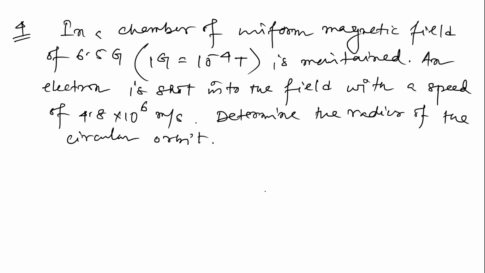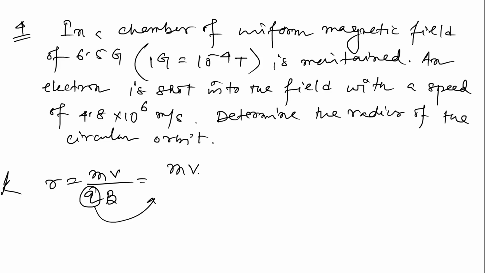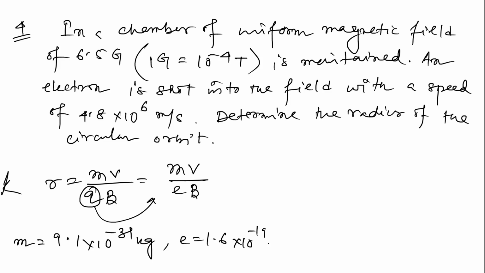Yes, sir. Okay. Now, the radius of the orbit is equal to mv divided by qB. We know that relation. In this case the electron is moving, so I will write q as e: r = mv divided by eB. The mass of an electron is 9.1 × 10^-31 kg, and the charge of an electron is 1.6 × 10^-19 coulomb.